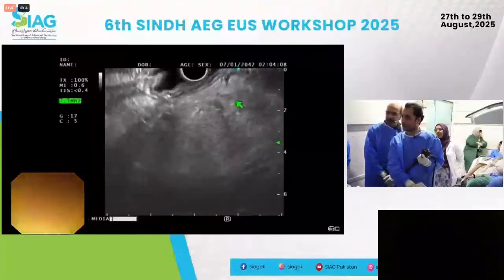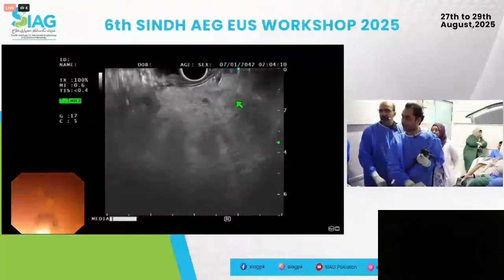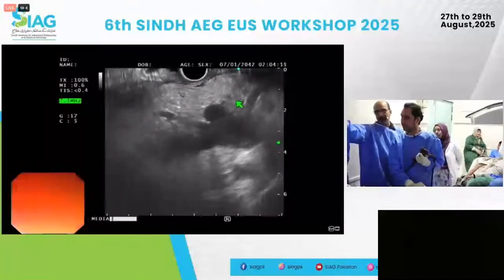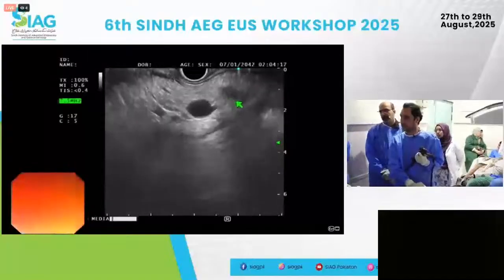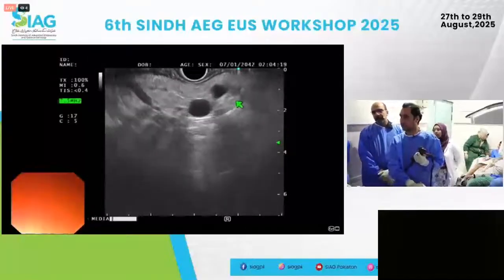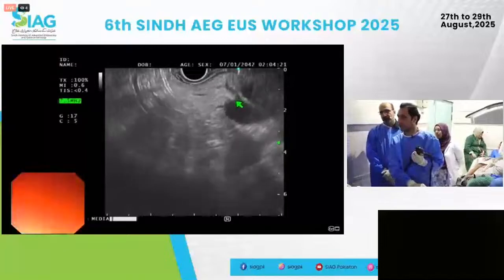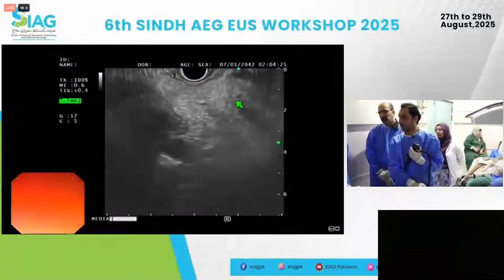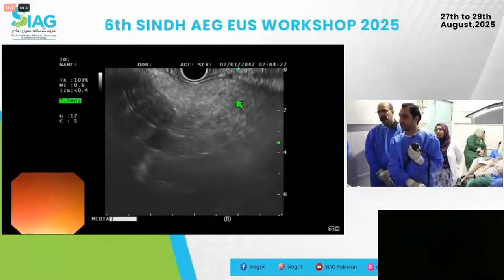There you go. And that's your pancreas coming back into view. So there's the PD going down again. There's your confluence. Good. And now you can go clockwise. Okay, this much you've done before, right? Okay. So, yep, that's the PD. Keep pulling back. Good. Keep pulling back.